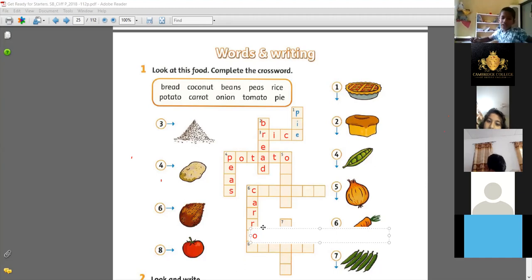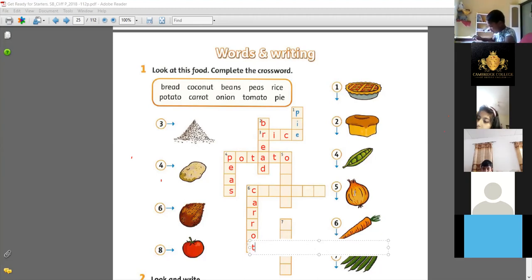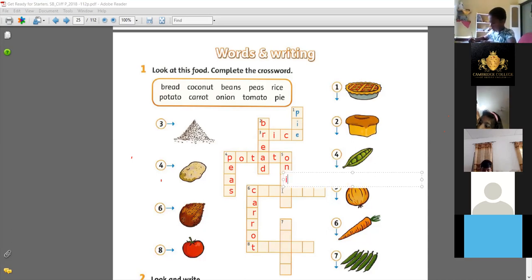Okay, 5 downwards, look at whether there is a clue given. In number 5 you can see an arrow pointing downwards, that is onion. So number 5 is onions. The arrow goes downwards, O, N, I, O, N. You also want to think twice, it's a puzzle. So downwards, the arrow is given, number 5 downwards onion. So you can write onion here.